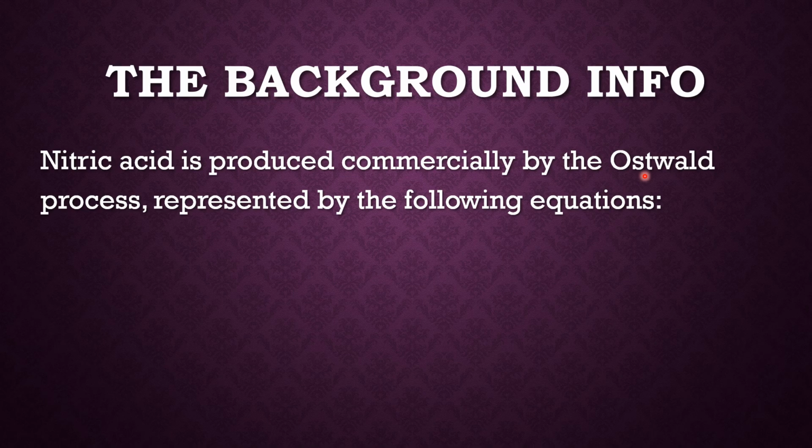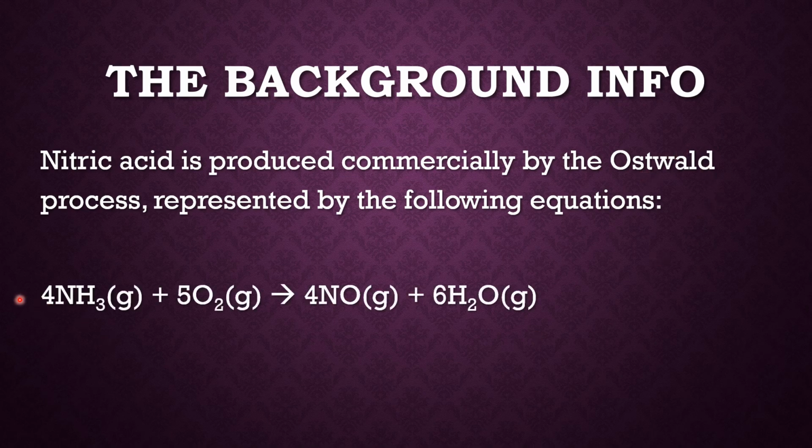The products from the first reaction are fed into the second reaction. The products from the second reaction are fed into the third reaction. So let's look at those reactions. The first one, you're taking ammonia. That is your starting reactant. And you're burning it in the presence of oxygen to make nitrogen monoxide and water.